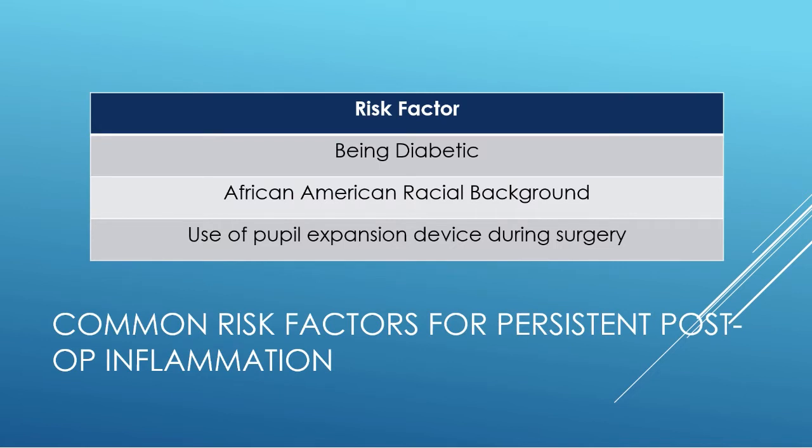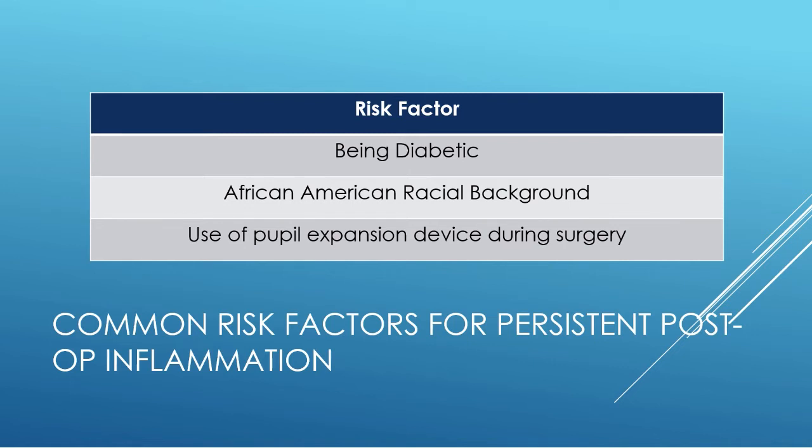So what are some common risk factors for persistent inflammation following surgery? In the studies referenced in this talk, being a diabetic, African American racial background, and the use of a pupil expansion device during surgery were all associated with a statistically significant increased risk of inflammation following surgery.